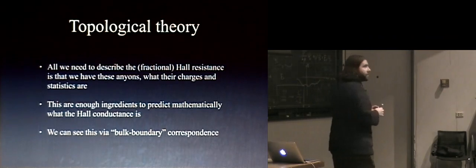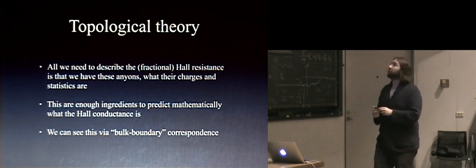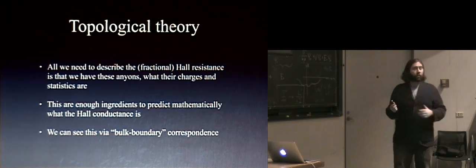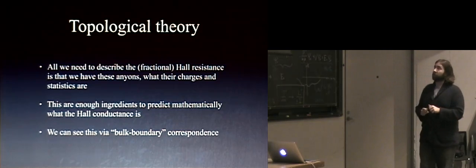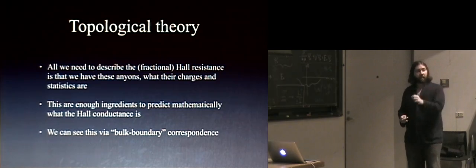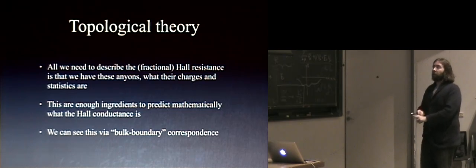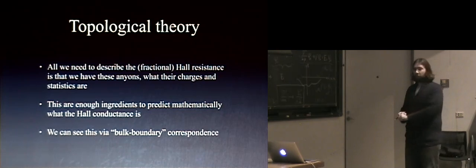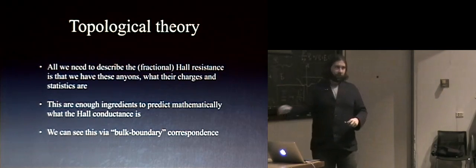So it turns out, and again, I'm not going to go into too much of the details of the mathematical machinery, that for at least this nu equals 1/3 state, all we need to describe this fractional Hall resistance is the fact that we have these anyons in the system, and we have to know what their charges are and what their statistics are. If you just know those ingredients, it turns out that you don't actually need to keep track of the whole wave function for all of the electrons.